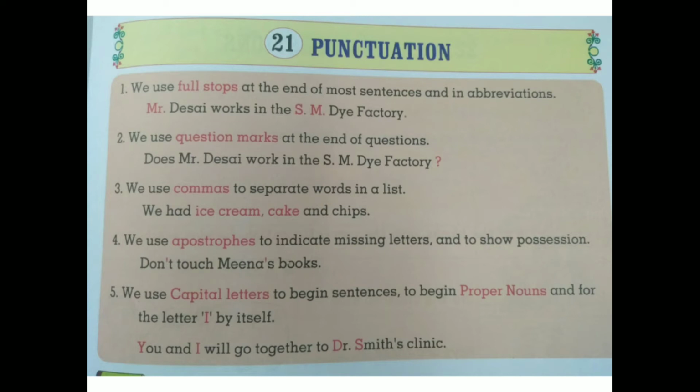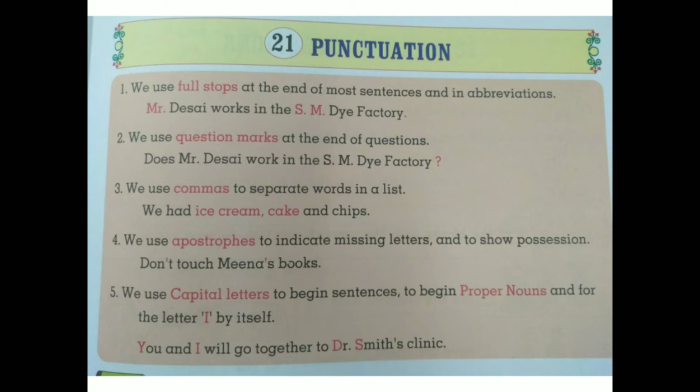Next is we use question marks at the end of questions. For example, does Mr. Desai work in the SM dye factory? Here, when we are asking some question to any person, at that time, at the end of the sentence, we put the question marks.